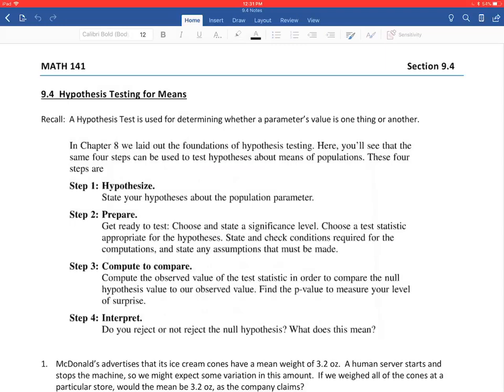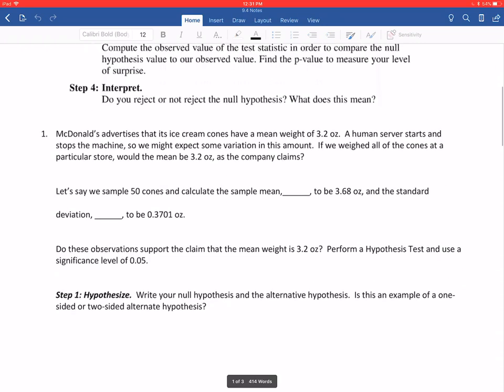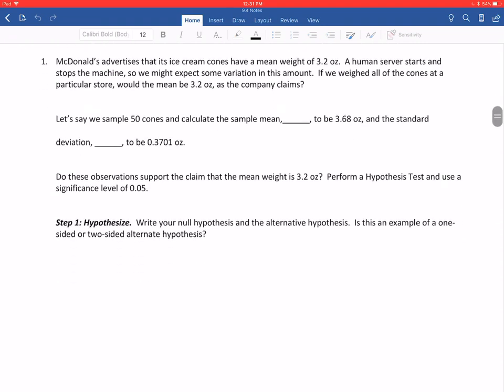So I'm not going to go through the 4 steps again, though we've already talked about those. We're just going to jump right into one example where we're talking about means now. McDonald's advertises that its ice cream cones have a mean weight of 3.2 ounces. But a human actually starts and stops that machine, so we should expect that they're not all going to weigh exactly 3.2 ounces. So if we weighed all of the cones at a particular store, would the mean be 3.2 ounces, as the company claims? So they should at least average out to what the company is claiming.